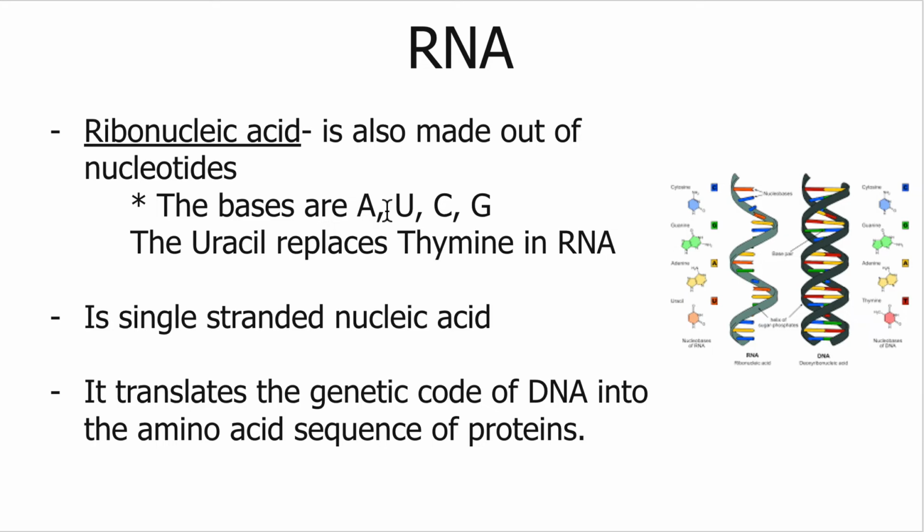And then there's no T. So I still have my bases. I have adenine, uracil, cytosine, and guanine, or A, U, C, and G, instead of A, T, C, and G. It's also single-stranded, and it translates the genetic code of DNA into the amino acid sequence of a protein. That's a really important sentence for you guys to understand. And we'll talk about translation a little bit in a minute.